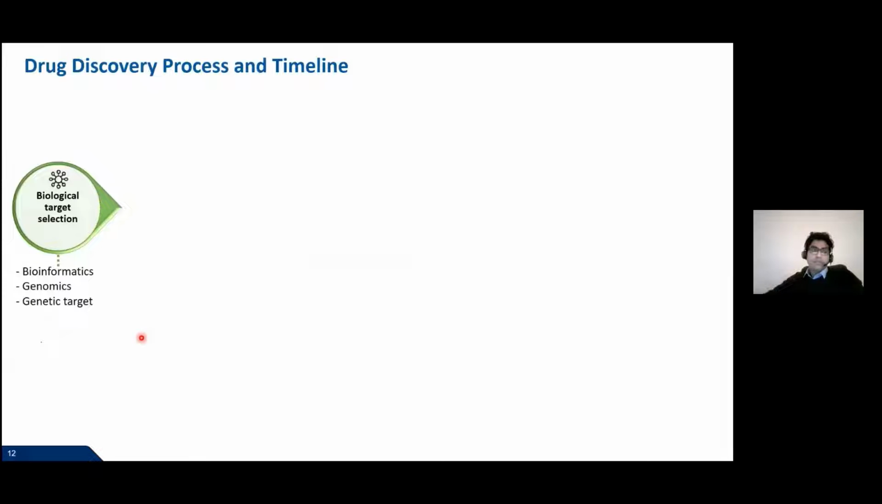So the drug discovery process starts by biological target selection. Drug discovery is not a process for one field. It's a combination of different fields which involves biologists, computational chemists, organic chemists, pharmacists, doctors, people, government, and all the agencies which you can imagine.